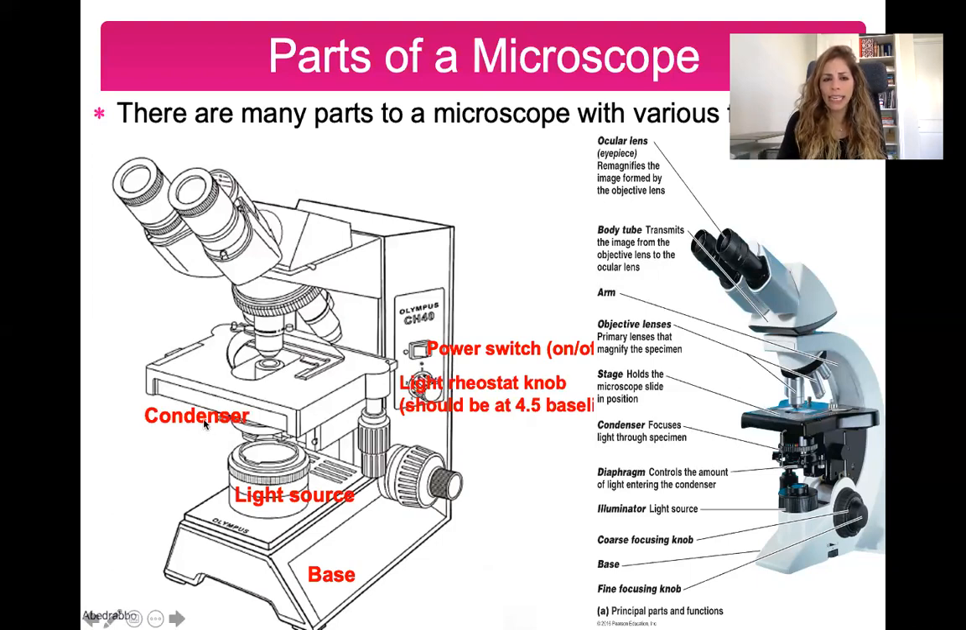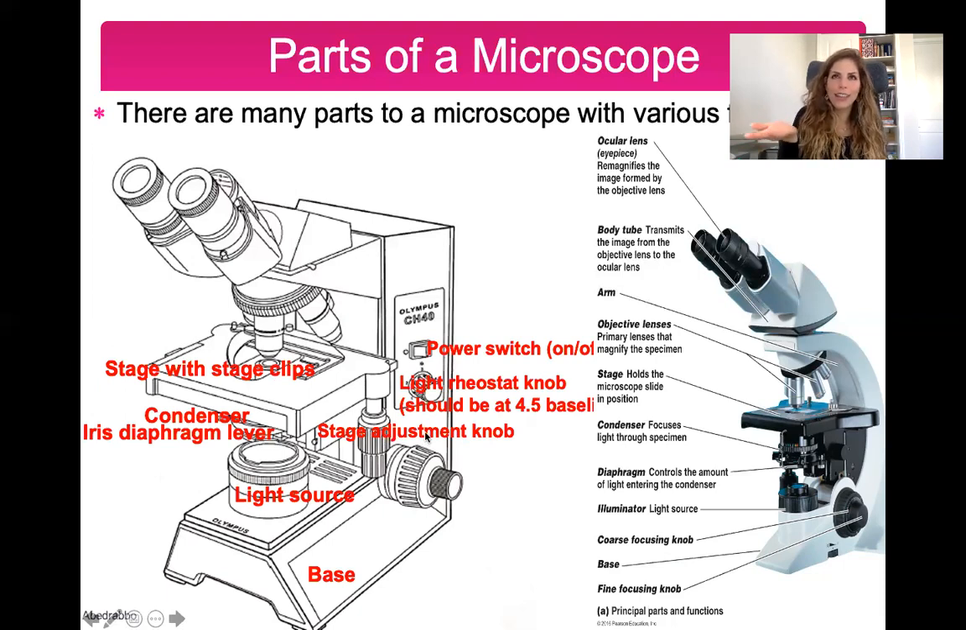Here is the condenser. So this condenser right here controls the amount of light that's coming from this area right here. On the condenser, there's a little lever called the iris diaphragm lever that you can move left and right, and it basically controls the amount of light that is shooting to your specimen or your slide. Here is the stage. The stage is where you put your slide on.